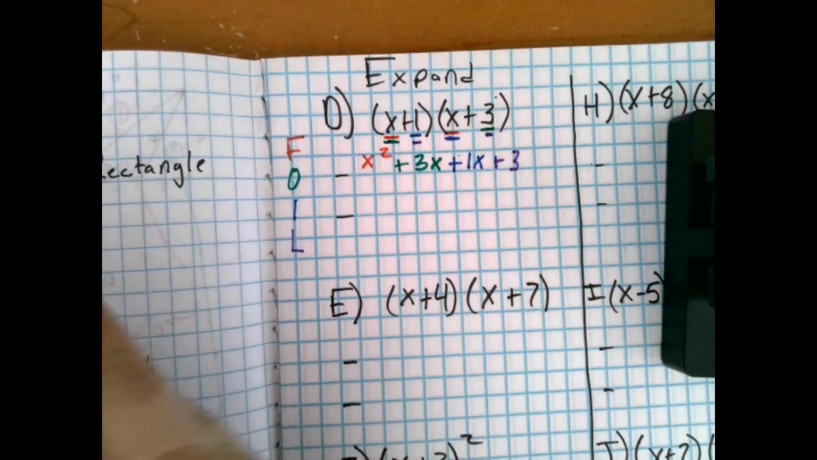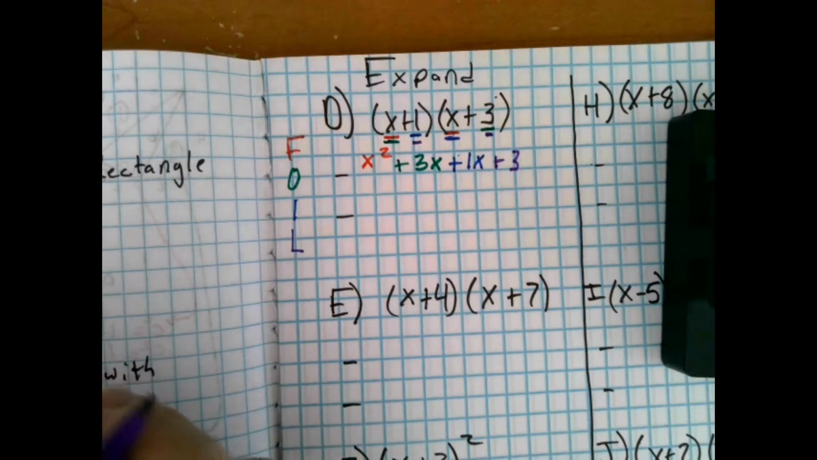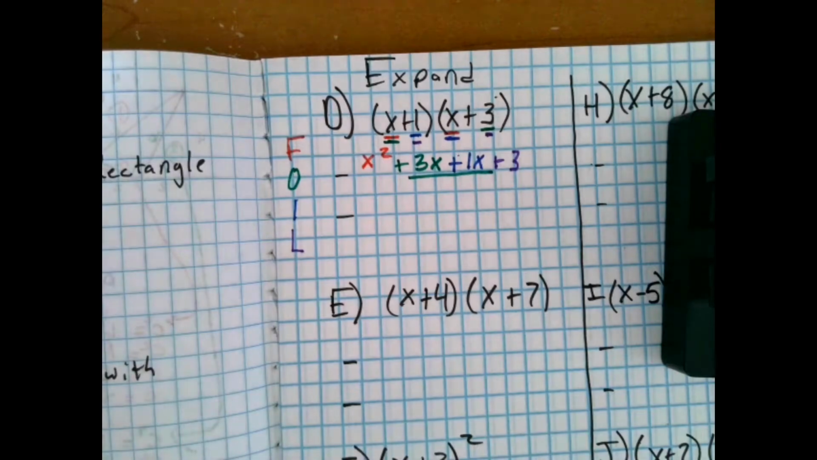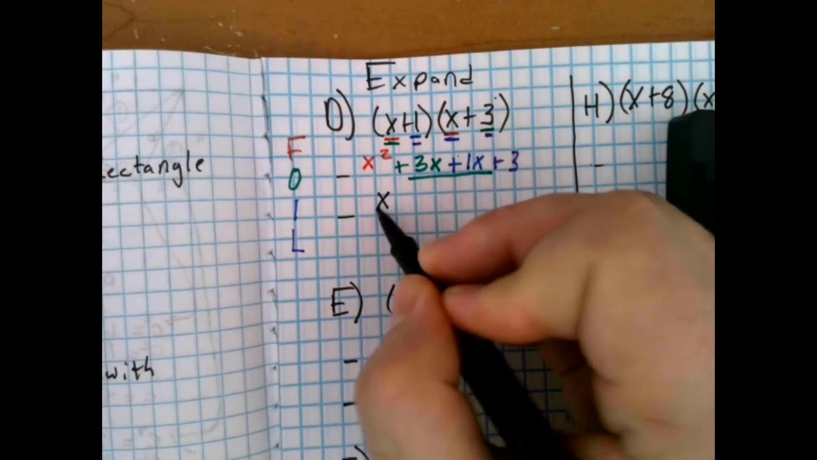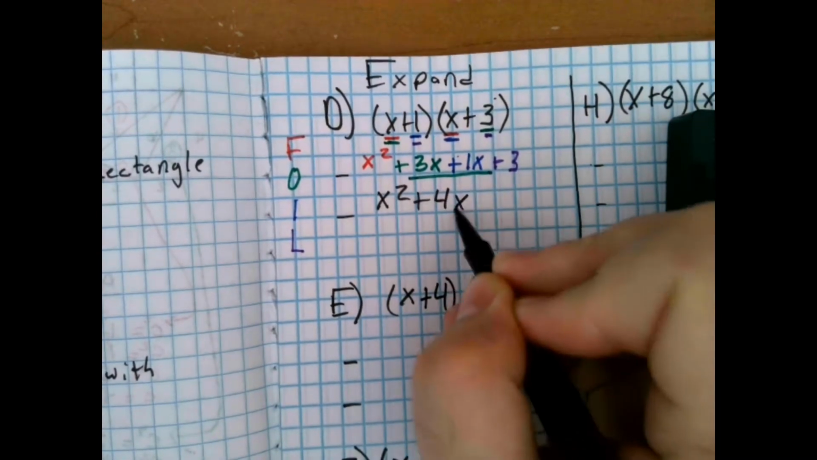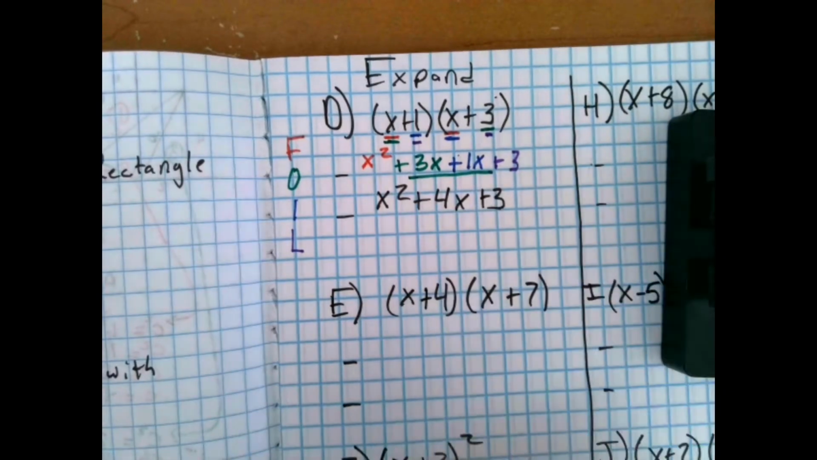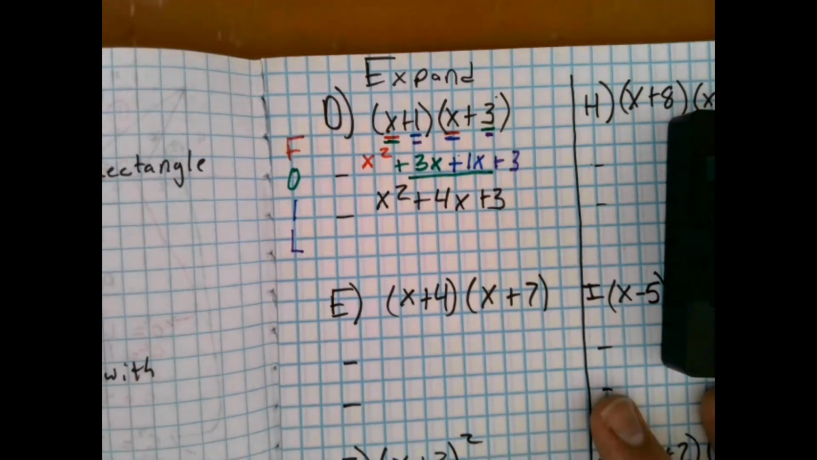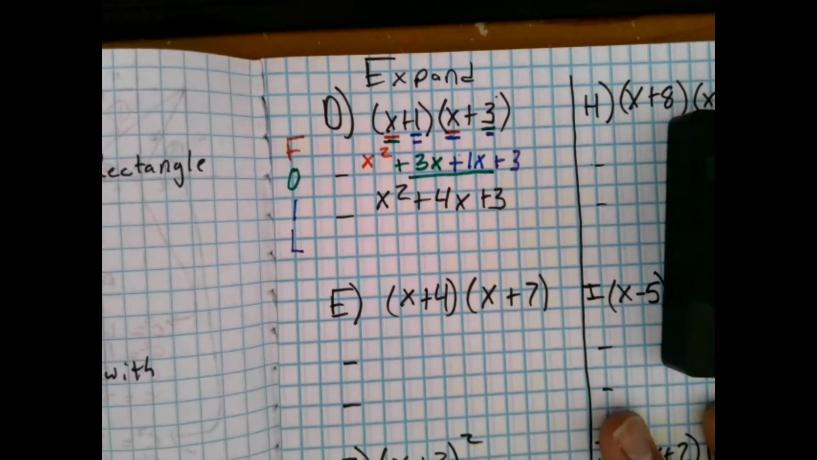Now, we do have like terms here. So, for our final answer, we're going to have x squared plus 3x plus 1x is 4x plus 3. Alrighty, that's using the FOIL method to expand binomials for option D.